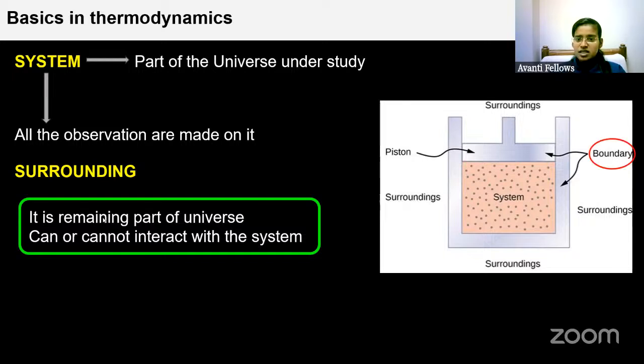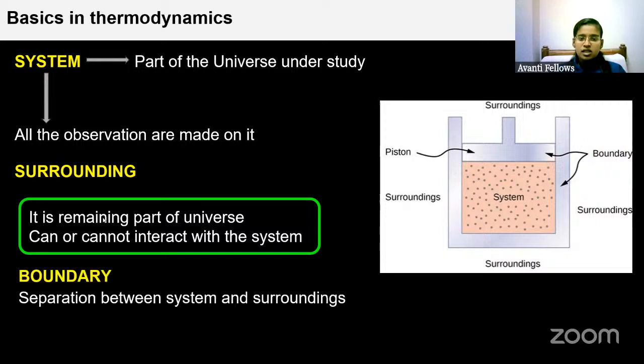Then the third is the boundary. Can you tell me what a boundary is? The one which separates the system and the surrounding is called the boundary. So this is called the boundary because it is separating the system and the surrounding. Boundaries are of 2 types.